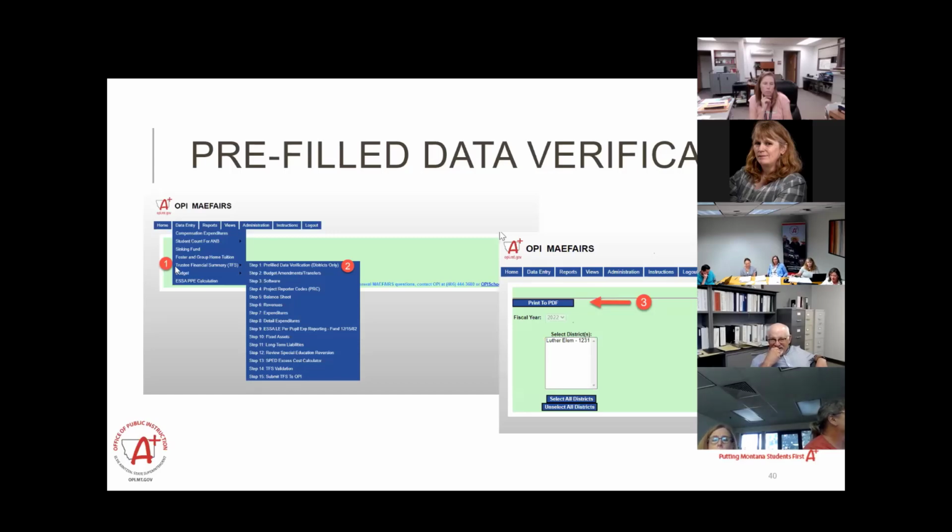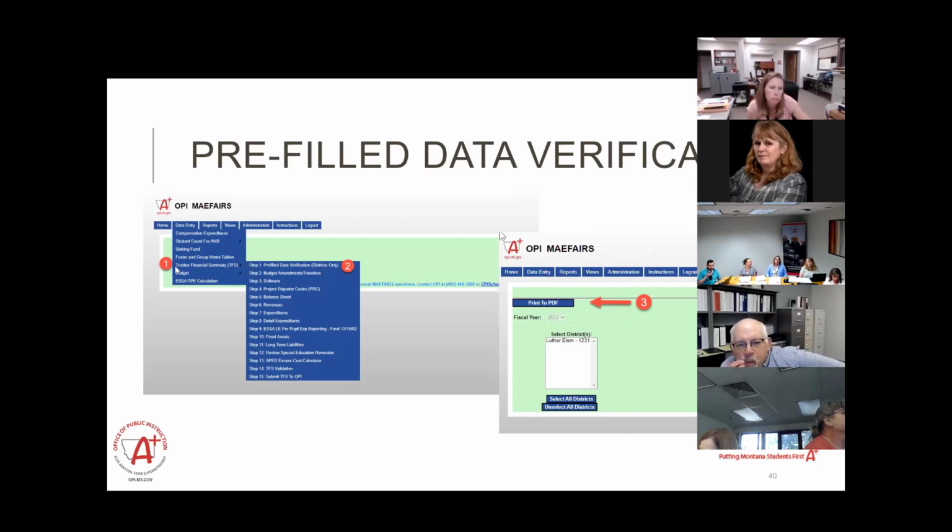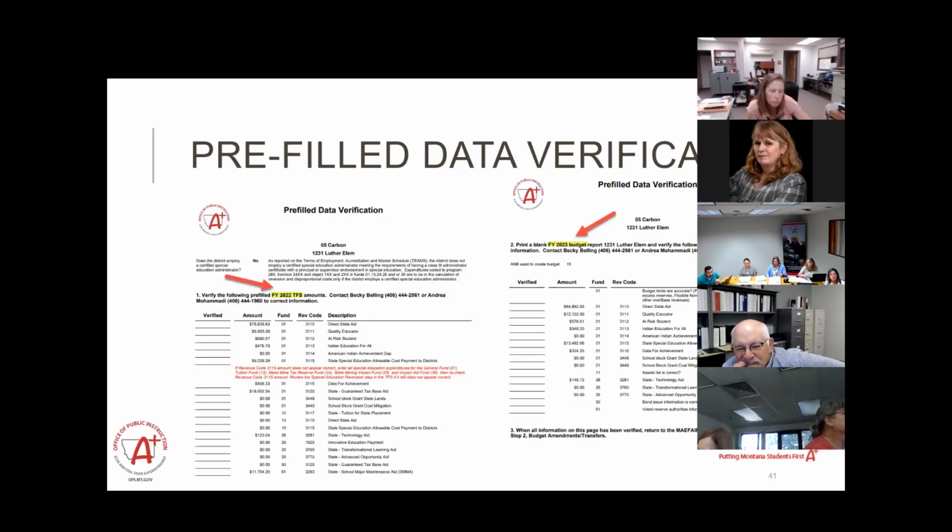Okay. We are going to start with TFS. The first step is the pre-filled data verification. So to get there, you would go into data entry, TFS, and then you select step 1, pre-filled data verification. You'll select whatever school you're working with, and then you want to print it to PDF, and it'll bring up the next screen. This is all your pre-filled data verification, which means that these are revenue funds that have already been entered, so you don't have to enter these.